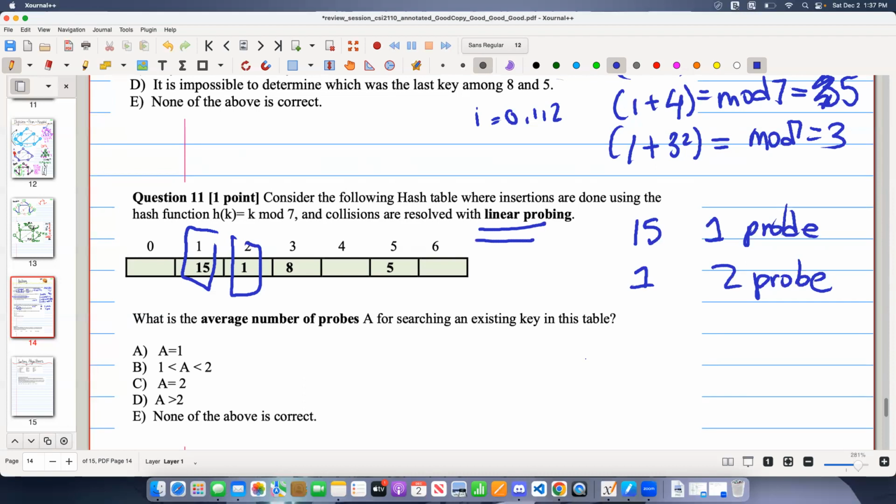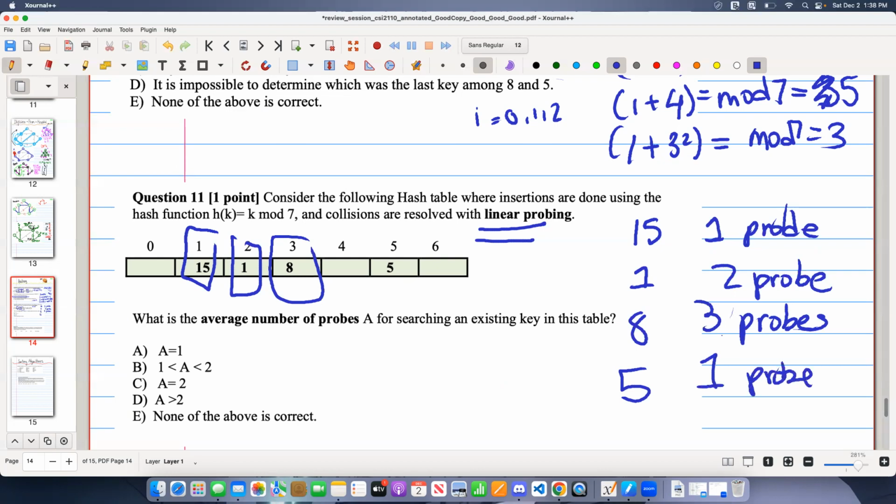Now, how about searching for 8? Well, let's see. 8's not in the first index, right? Because 8 mod 7 is 1. 1 plus 1, 2. 2 mod 7 is 2. It's not in the second index. 1 plus 2, 3. 3 mod 7, 3. 8 is in the third index. So it takes 3 probes. Okay, and then 5. Well, 5 mod 7 is 5, and it's in the fifth index. So it takes 1 probe.